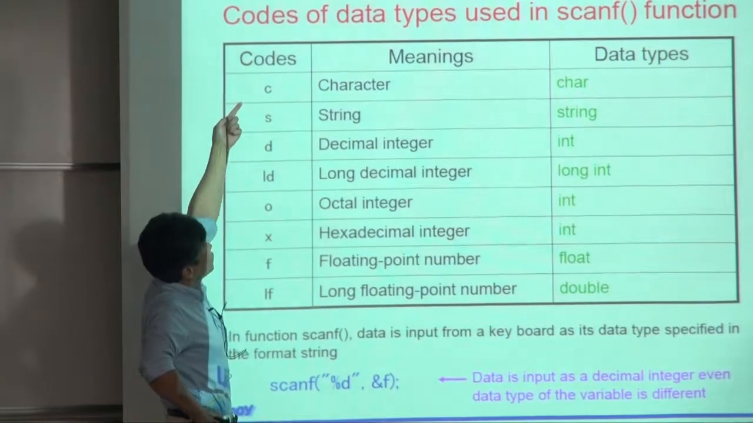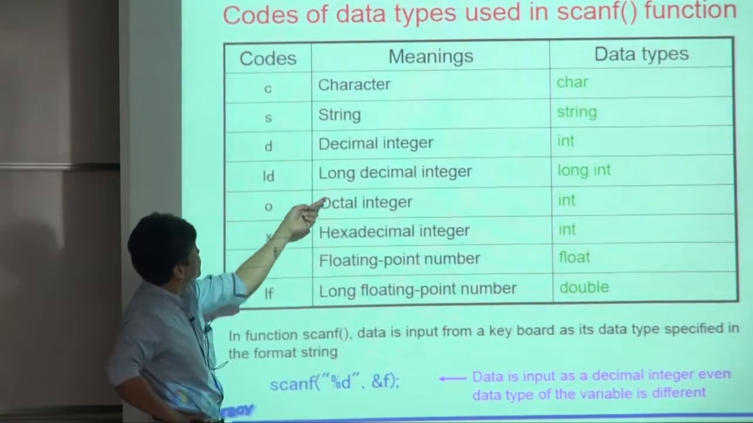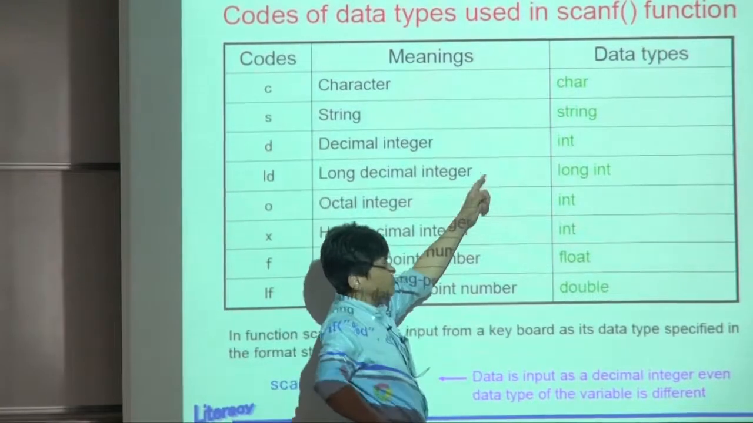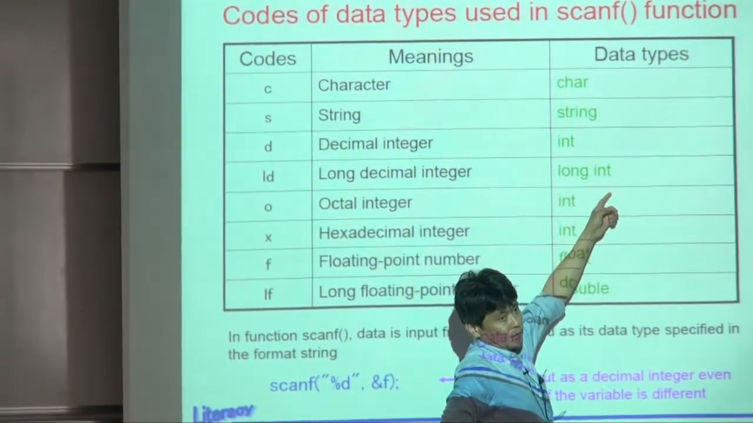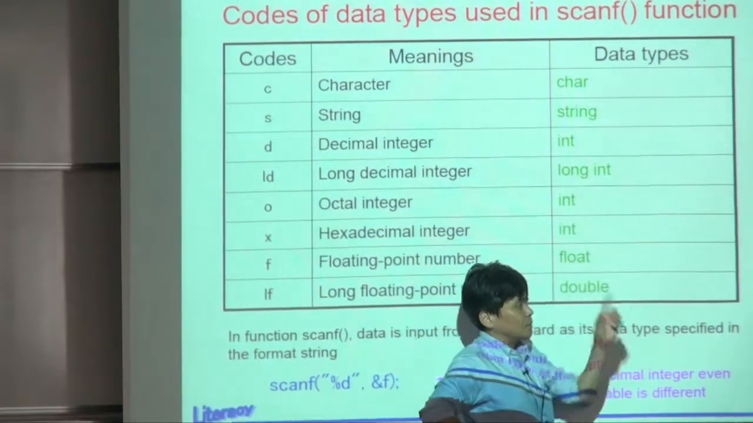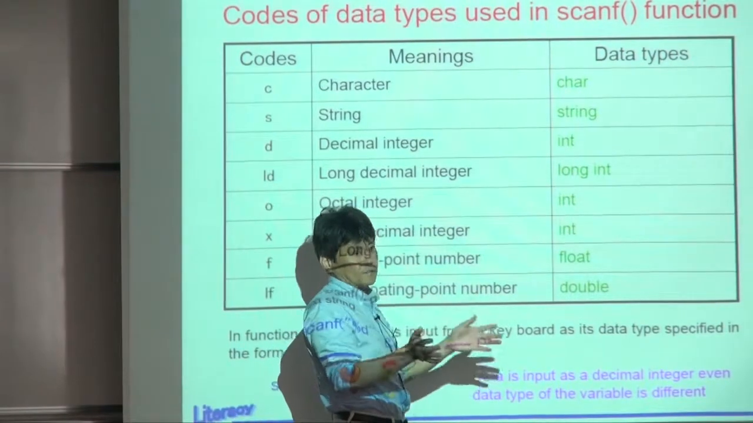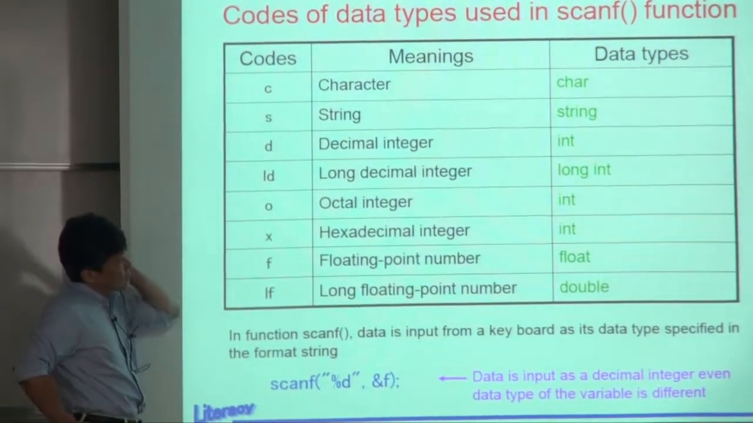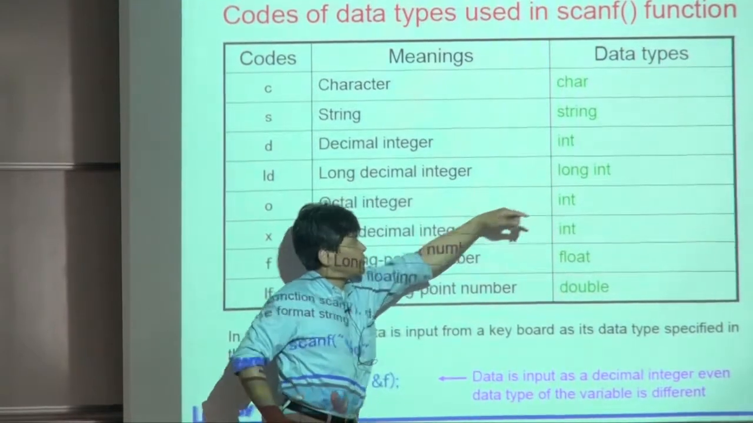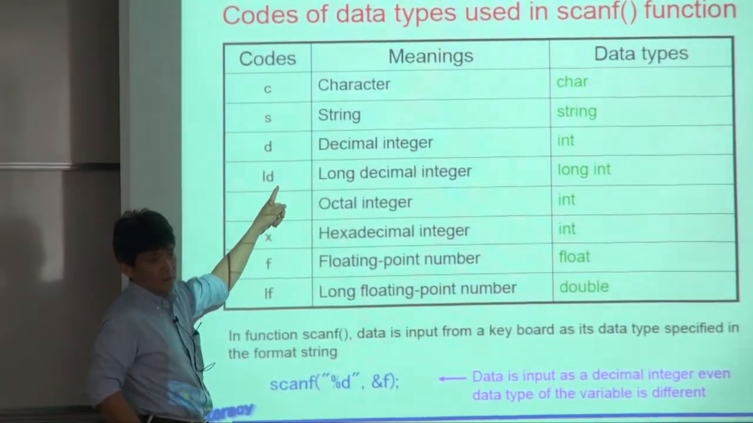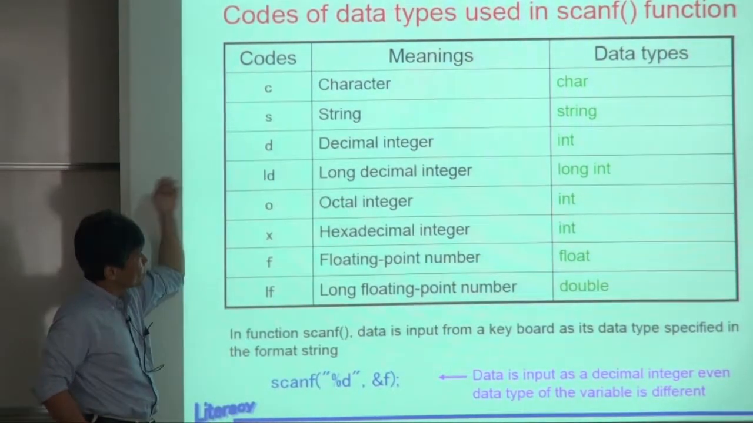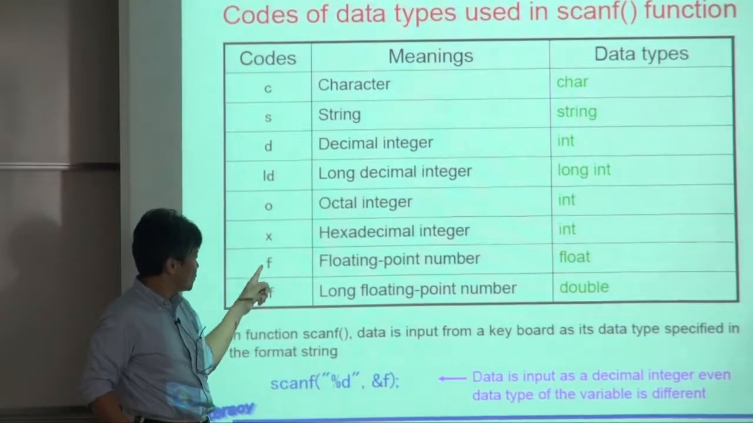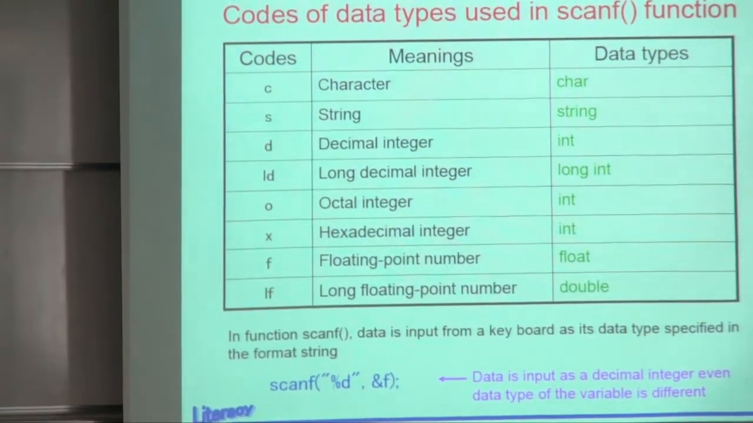So %c for character, %s for string, %d for decimal integer, and %ld for long decimal integer. If you specify any variable as long int, okay? In this case the corresponding variable has double the size of the integer type. So for this variable, you have to use the ld characters as the code string. And %o for octal integer, %x for hexadecimal integer, and %f and %lf. I already explained those.